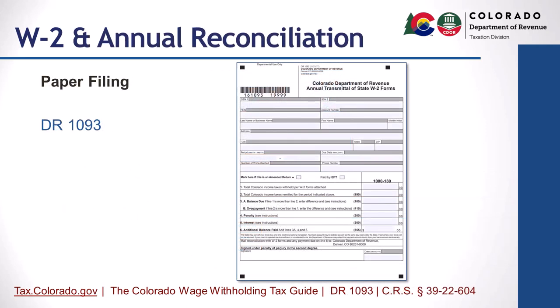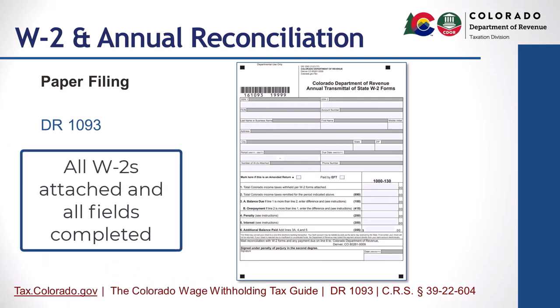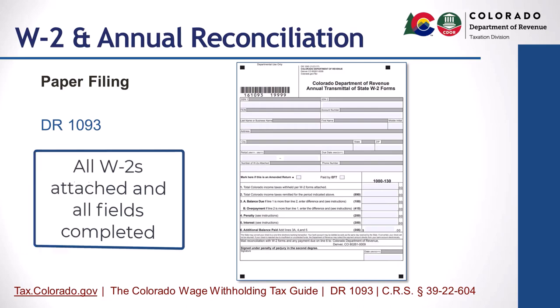Employers that are not required to file electronically may instead file their W-2s and annual reconciliation using the paper form DR 1093. All W-2s should be attached to this form and all fields should be completed on the form, even if there is no refund being claimed and no balance due to report.